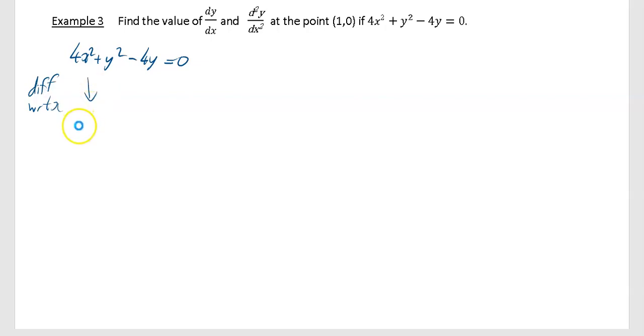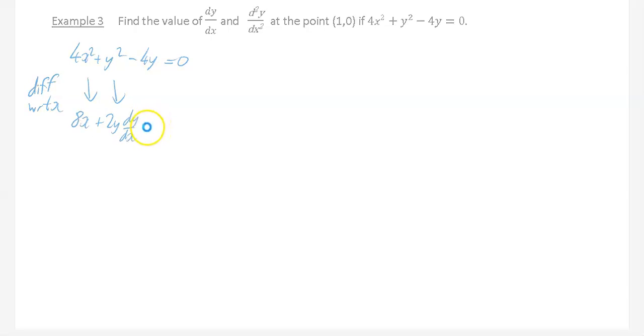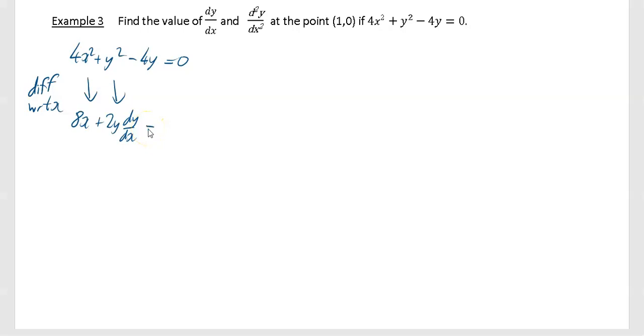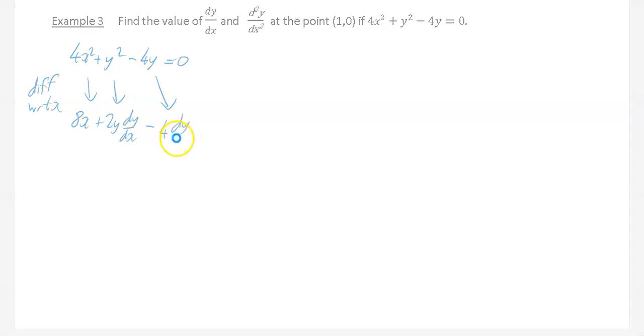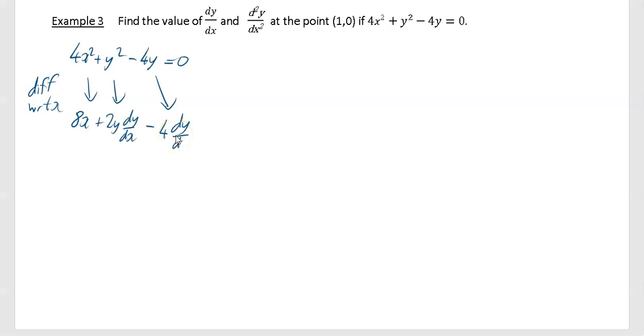So I'm going to differentiate the 4x squared term. If you differentiate the 4x squared term, what you're going to get is 8x. Differentiate the y squared term, so differentiate with respect to y, you get 2y, and then times dy by dx. And then we want to differentiate the 4y, so that's just going to be minus 4 dy by dx, and on the right hand side that's equal to 0.